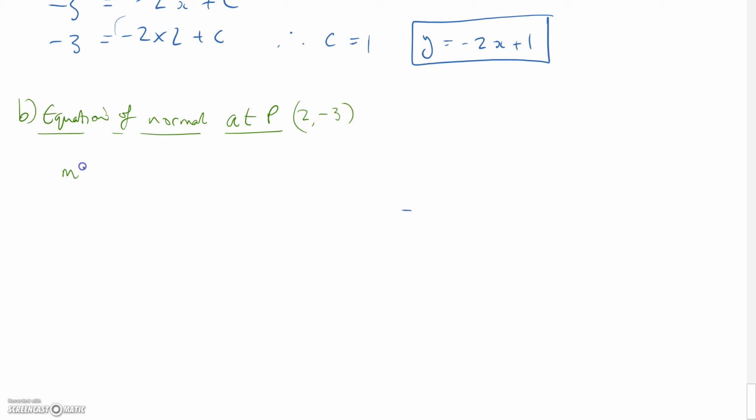So hopefully you know that the tangent times by the normal always gives you -1. Now we had up here your gradient of a tangent, which is -2, so therefore your gradient of your normal is basically 1 over it, and change the sign. So equation of your normal, and we know we're at the point P, which is -3 for the y and 2 for the x.